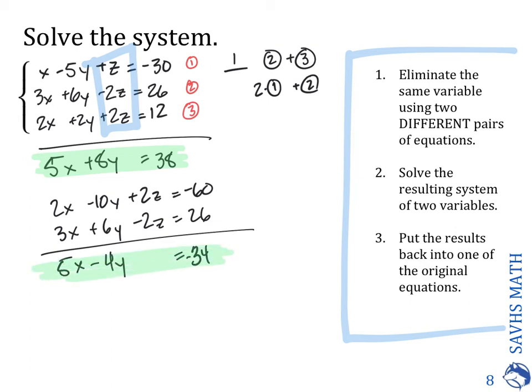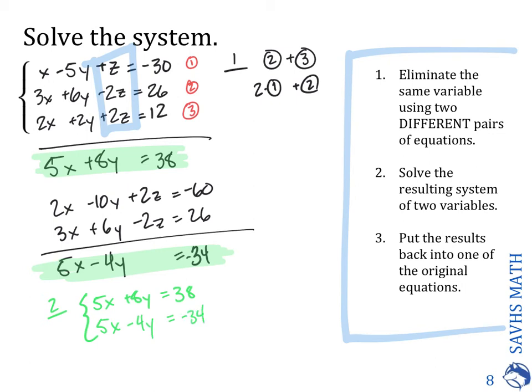All right, so step 2 is to solve that system. So step 2 is the system 5x plus 8y equals 38, and then 5x minus 4y is negative 34.